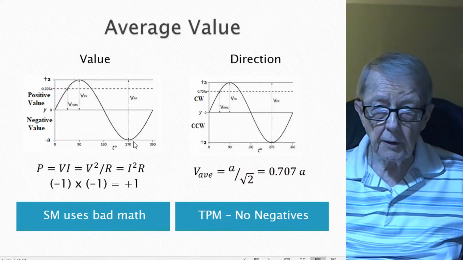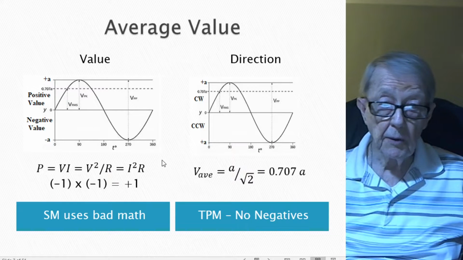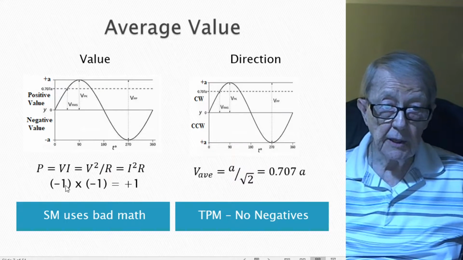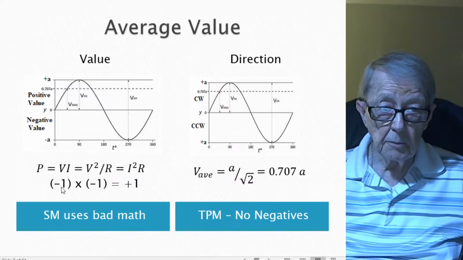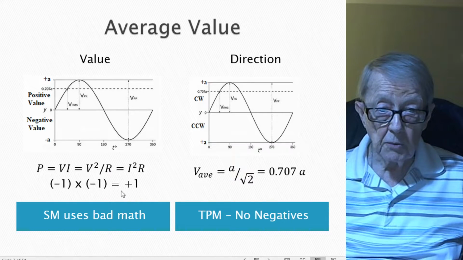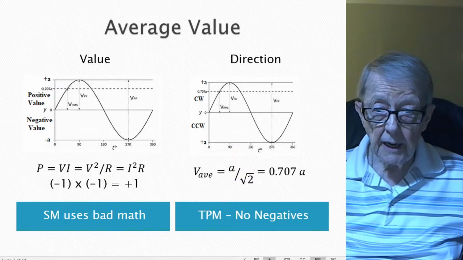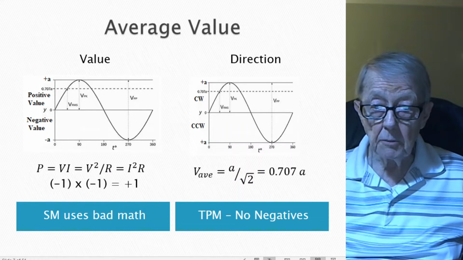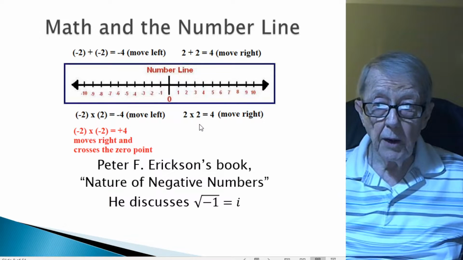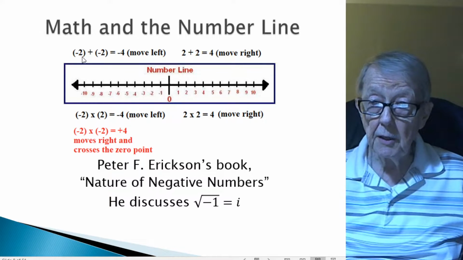Don't have to worry about that when you just worry about direction. But they've got direction, and what do they do? They multiply -1 times a -1. It gives you a +1. And that has a little bit of a problem in terms of math. And the way you can see this is using the number line.